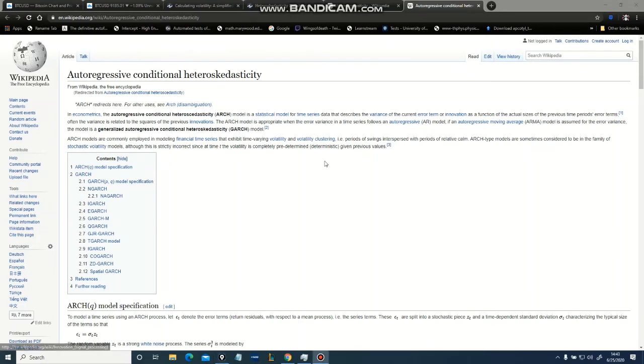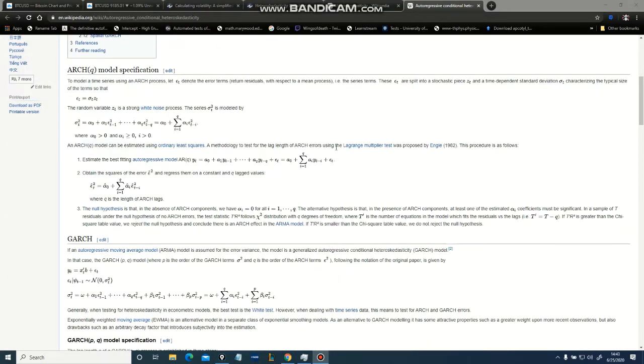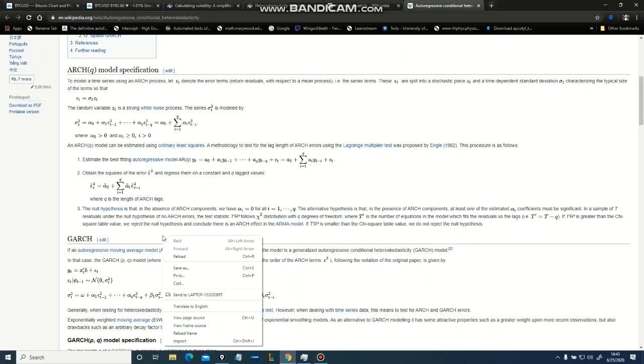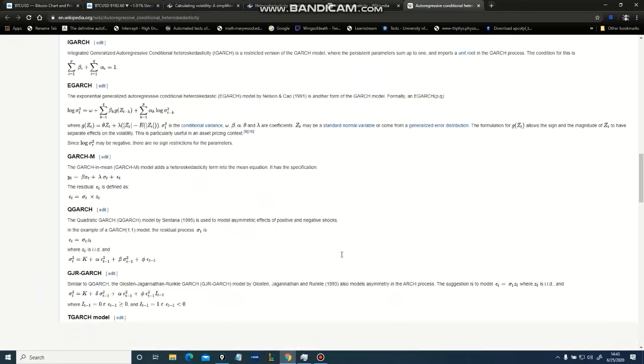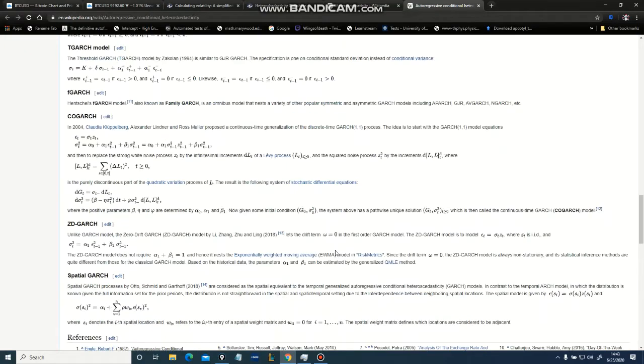Okay, so part 4. I really hate formalized mathematical modeling. It takes me so long to get through it. There's like 10 different methods: CoGarch, iGarch, FGarch, TGarch.